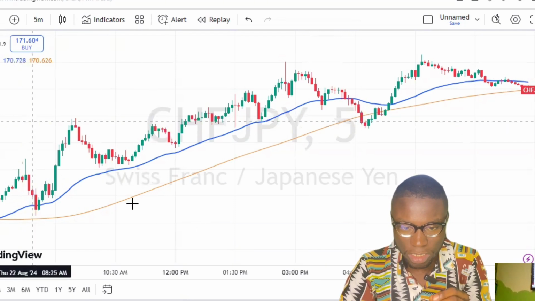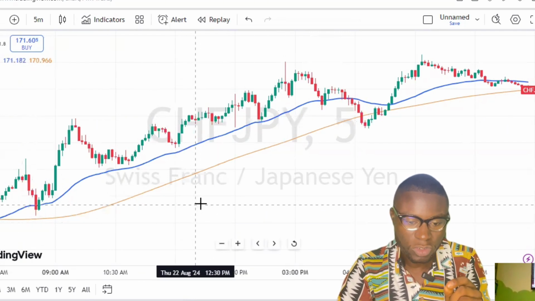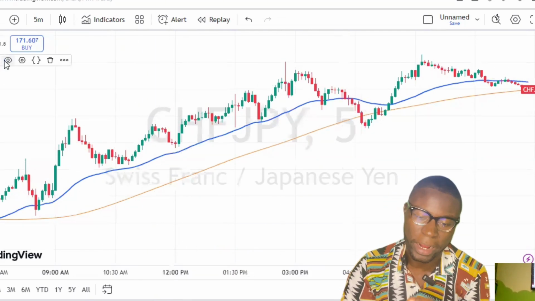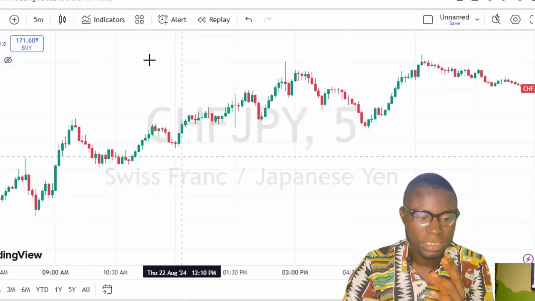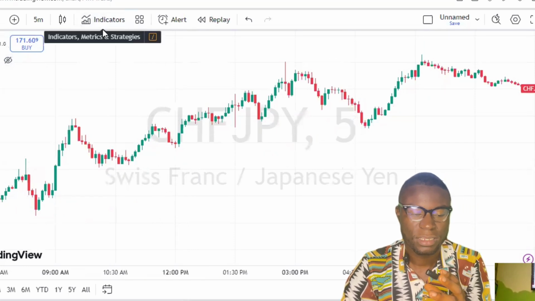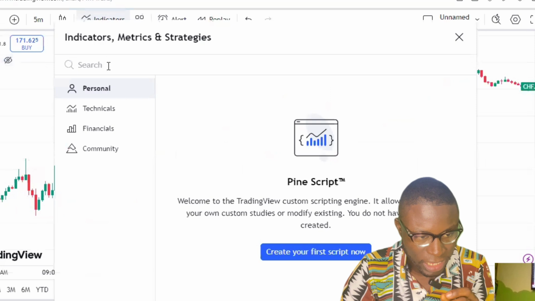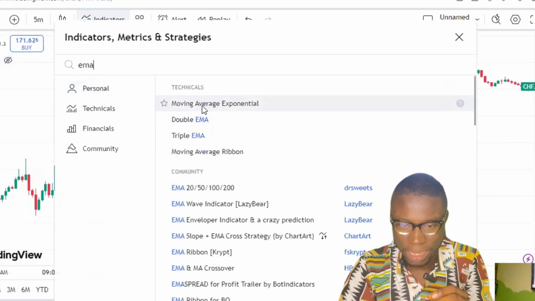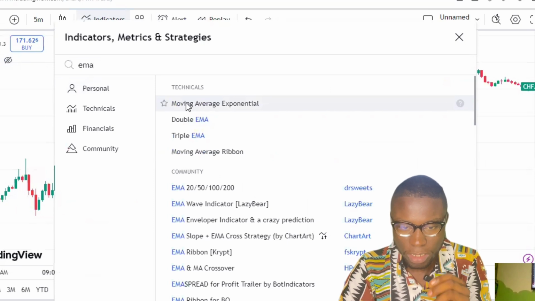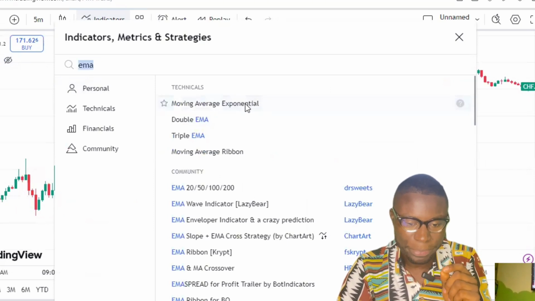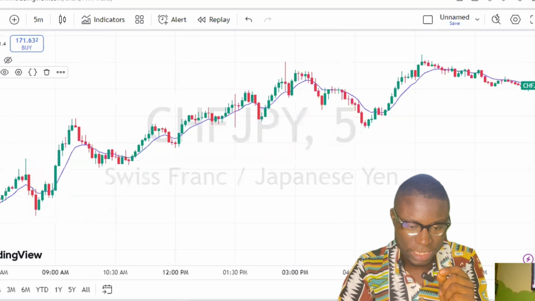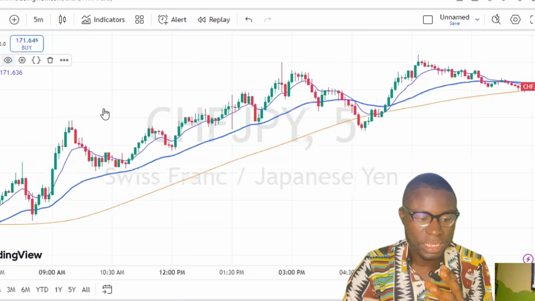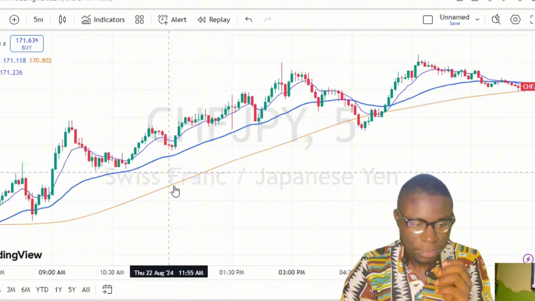If you want to get this moving average on your chart, what you need to do is to log into your TradingView. When you log into your TradingView, you're going to see your chart like this without the moving average. So what you do is go to this place where they wrote indicators, click on it, and then type EMA, just EMA. Then you're going to see this very first one, Moving Average Exponential. Click on it, it's going to appear here. Me, I already have it here, the one I set up already, which is this one. This is the one I'm using.